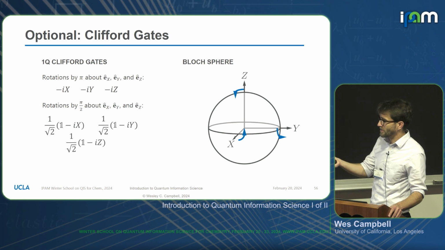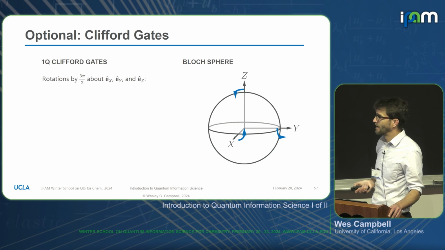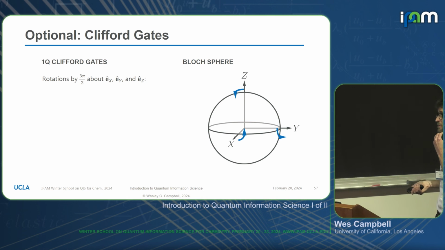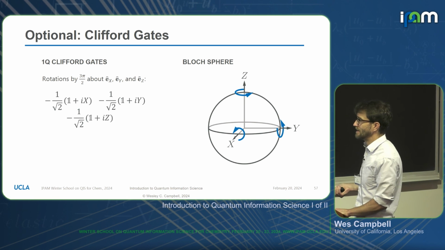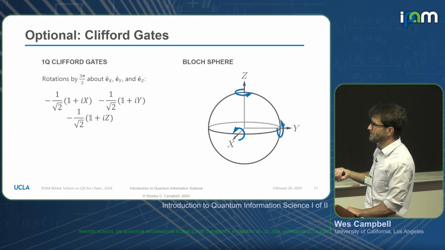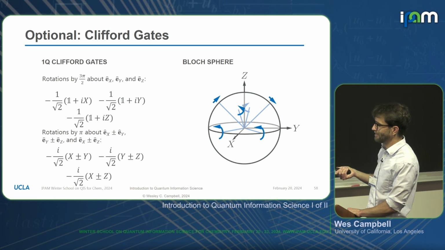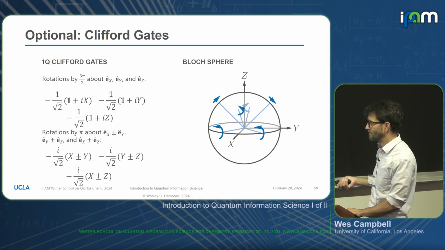These, by the way, you can arrive at by doing the exponentiation: e to the minus i pi over 4 times e hat x is going to give you this. Rotations by 3 pi over 2 about ex, ey, and ez. So here we have a minus sign essentially in front. Then we have rotations by pi about axes that are halfway in between these. It's getting a little more complicated, but we can do that. So here we had 1, 2, 3. Here we have 2, 4, 6 more.